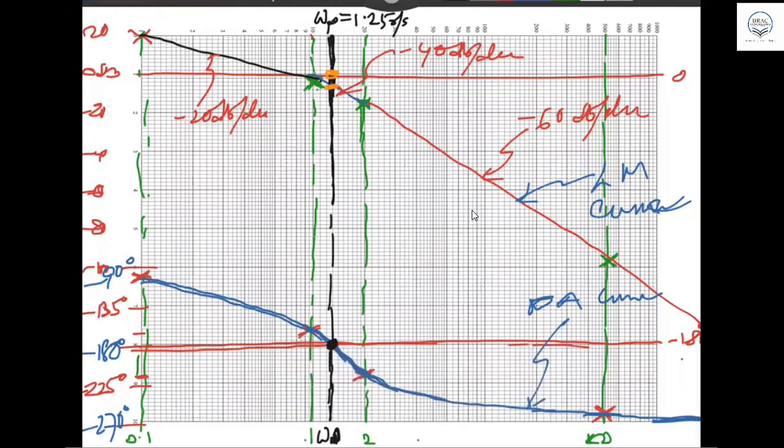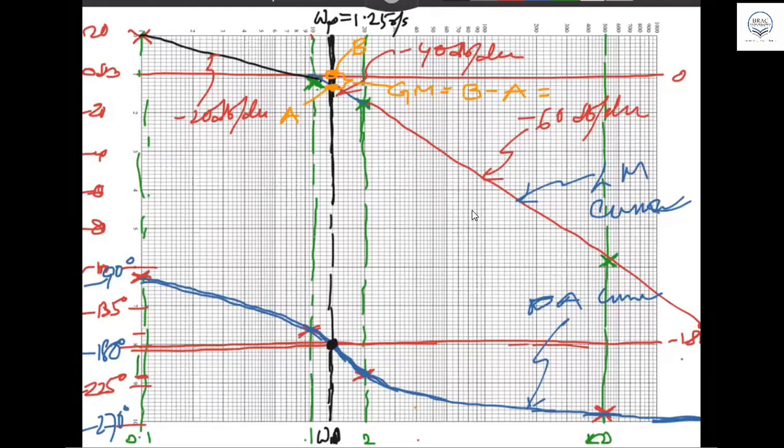Now, the log magnitude curve intersection point, I can name it as A, and the 0 dB intersection point, I say the name is B. Then the gain margin will be the difference between these 2 points. Gain margin will be equal to B minus A, provided B is the 0 dB line intersection point and A is the log magnitude curve intersection. That is the formula.